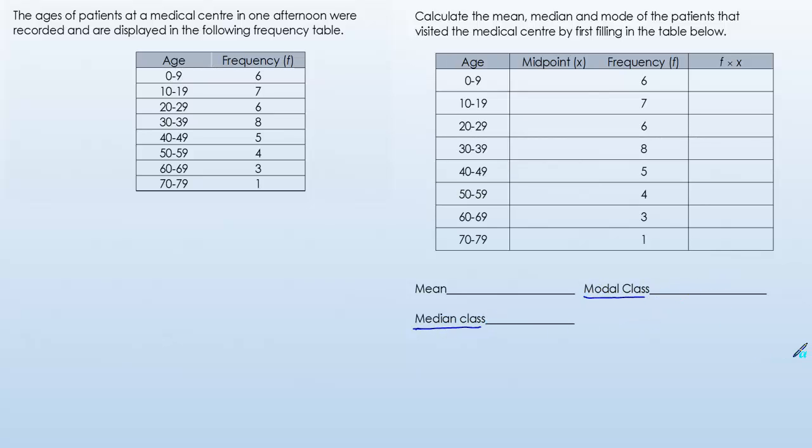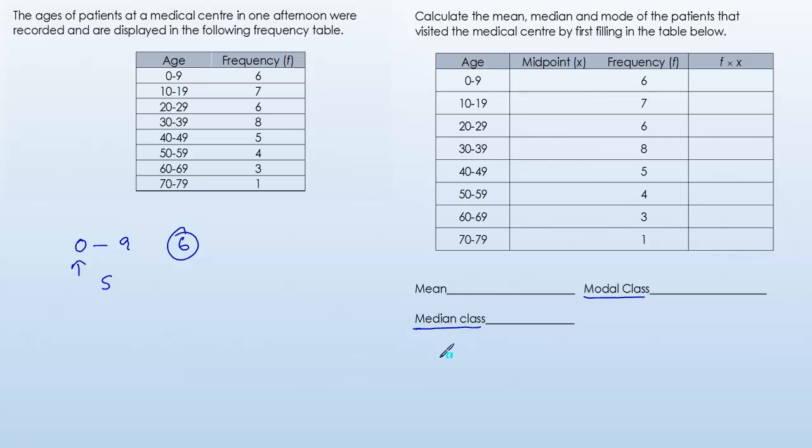We can't actually give a precise data value for these because we don't have all of the individual data values. Just take, for example, the 0 to 9 class: we know there were 6 people, but we don't know what age they were. We don't know if any of them were less than 1 year old. We don't know if it's equally distributed along this continuum. It could be that all 6 of these were actually aged 5 or 9. We just simply don't know.